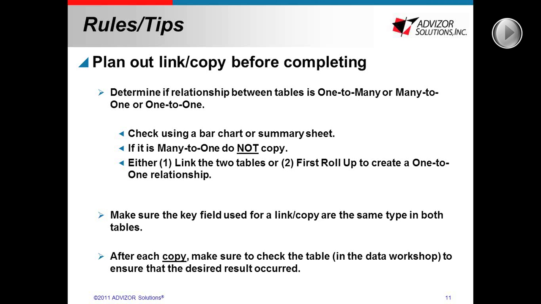And of course, make sure that the key fields you're using are both the same data type. So they're both integers or they're both strings. You will get an error if you try to do a link or copy on two fields that are not the same data type. And after each copy and link, check the data workshop to make sure that the desired results occurred. And so that's how you do links or copies.